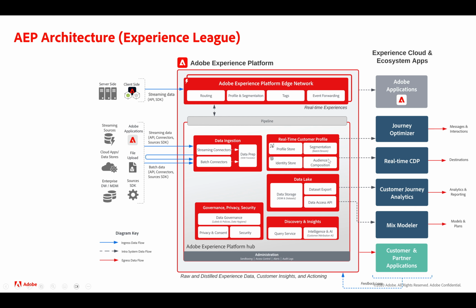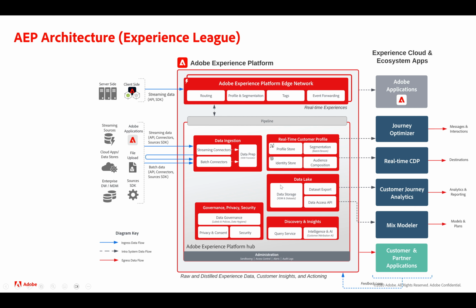Segmentation and audience composition are two faces of the same coin, I would say. Both are part of the segmentation capability, and you see that in the official documentation, they are part of a single real-time customer profile, because in the end, this is what we're going to send to the real-time CDP, to the destination, or to AJO, Journey Optimizer, here in our case.